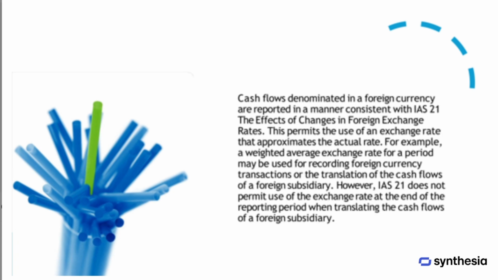Cash flows denominated in a foreign currency are reported in a manner consistent with IAS 21, the effects of changes in foreign exchange rates. This allows for the use of an exchange rate that approximates the actual rate, such as using a weighted average exchange rate for a period when recording foreign currency transactions or translating the cash flows of a foreign subsidiary. However, IAS 21 does not permit the use of the exchange rate at the end of the reporting period when translating the cash flows of a foreign subsidiary. This ensures that foreign currency fluctuations are accurately reflected in the financial statements, maintaining consistency with the entity's functional currency.